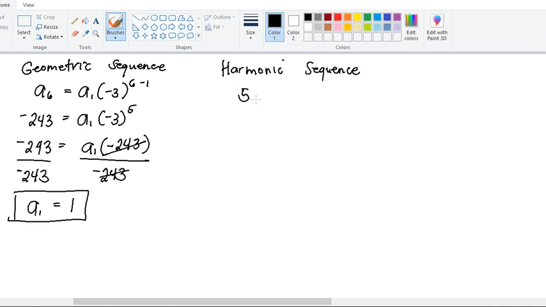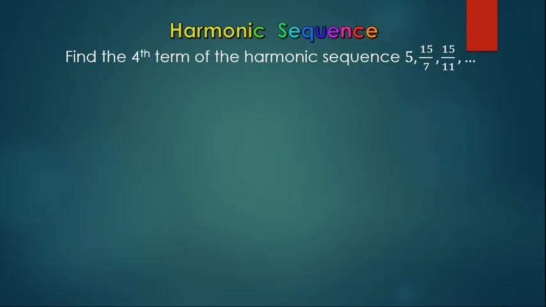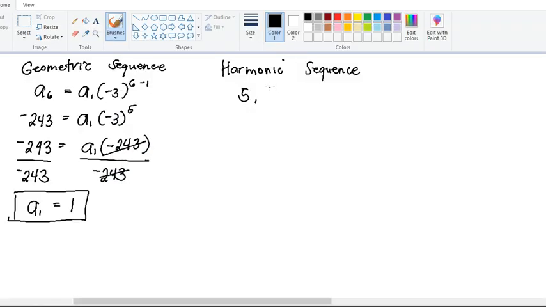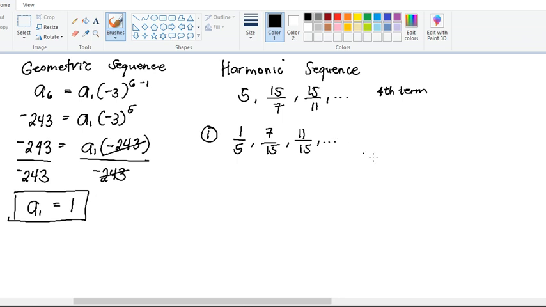So again, the given is 5, and then we have 15 over 7, 15 over 11. And we are looking for the fourth term. Okay, so class, first step. Our first step is to get the reciprocal of the whole sequence. So we have here 1 over 5, 7 over 15, 11 over 15, and so on and so forth.